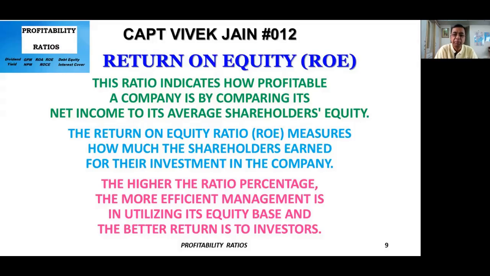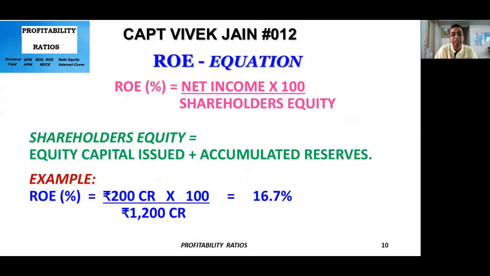The return on equity ratio measures how much the shareholders earned for the investment in the company. The higher the ratio percentage, the more efficient management is in utilizing its equity base, and the better return is to investors. As the formula, ROE in percentage is net income divided by shareholders' equity multiplied by 100. And as I said, shareholders' equity means issued equity capital plus the accumulated reserves. As we have taken an example here, the net income being the same 200 crores, whereas the equity capital issued plus accumulated reserves may be 1200 crores. So this will work out to an ROE of 16.7%.